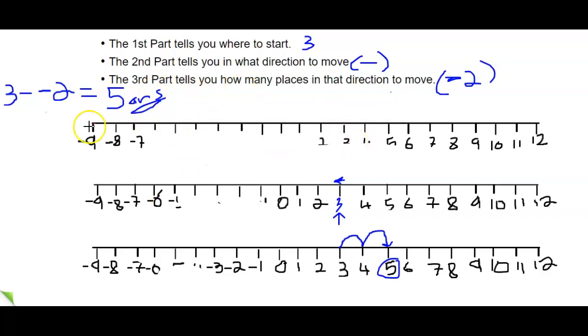So remember the rules. The first part tells you where to start. The second part tells you what direction to move in. If the second part is positive, you move to the right. If the second part is negative, you move to the left. The third part tells you how many places in that direction you are moving. If the third part is negative, you move in the opposite direction to the one you were told to move in by the second part.